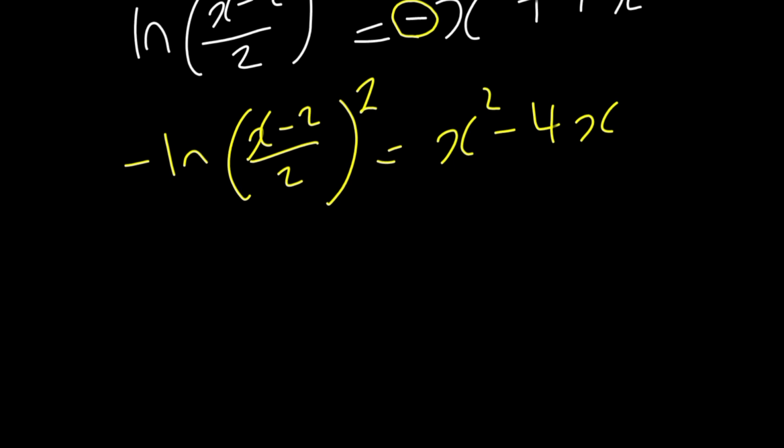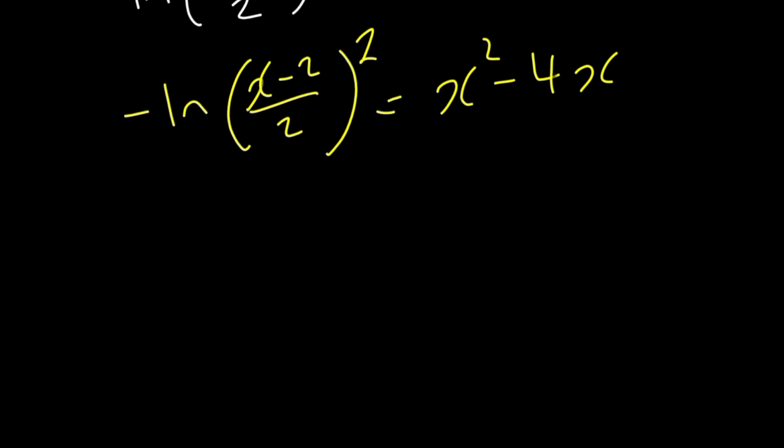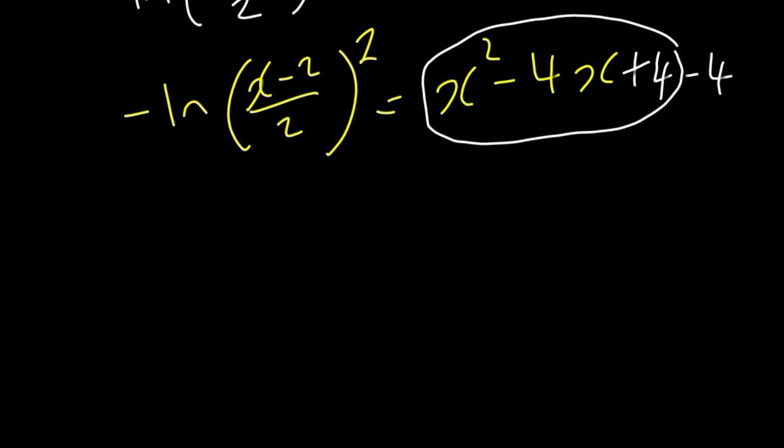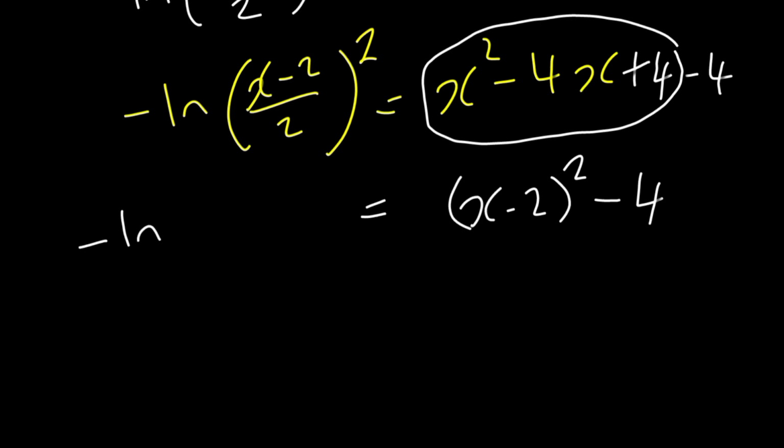Now we are going to be doing something very interesting here. We're going to be adding +4 to this side of the equation. To make it balanced, we have to add −4 also. Now we can factorize this quadratic term to give us (x−2)² − 4, and that is going to equal −ln. Separating this power, we have (x−2)² over 2² gives us 4.